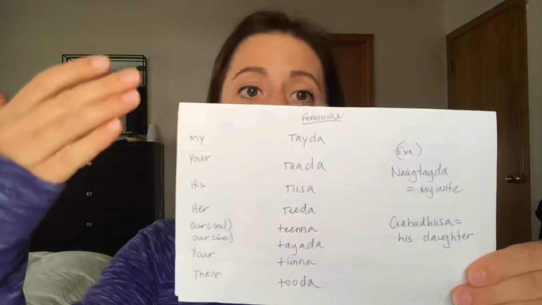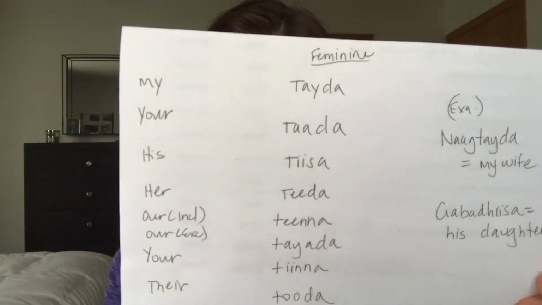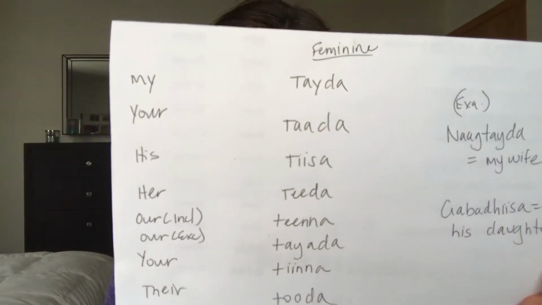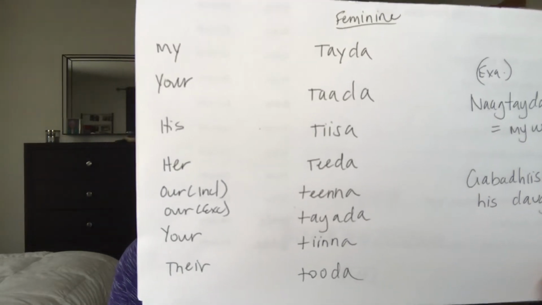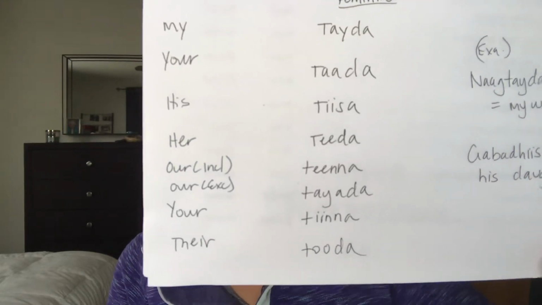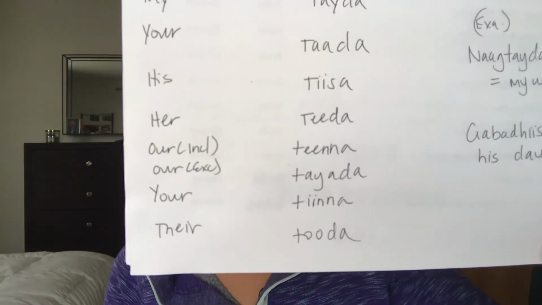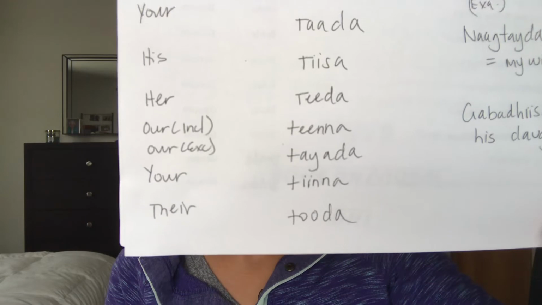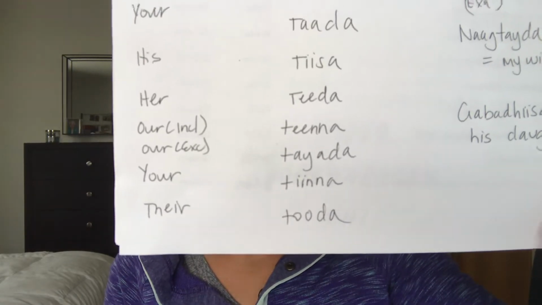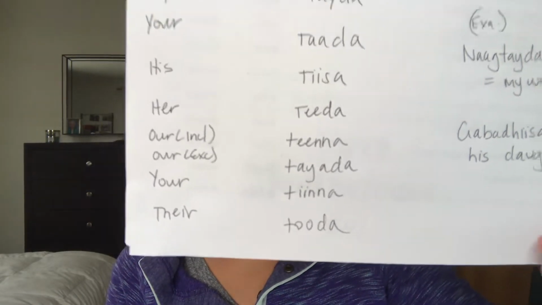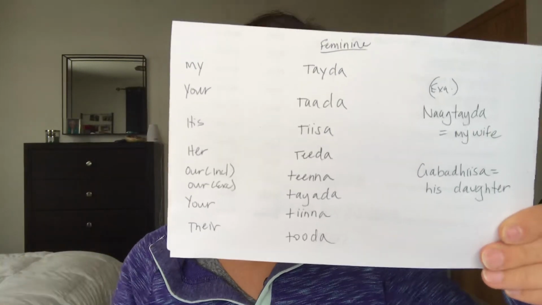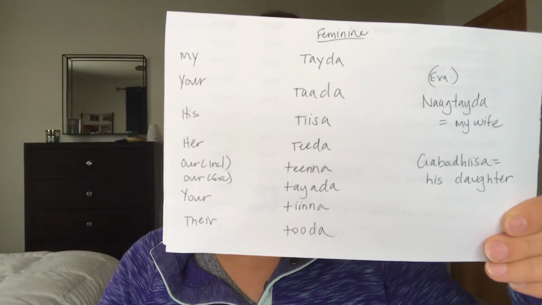And let's go on to the feminine nouns. If something is a feminine noun, the endings also have a trend: they're all going to end in T. So for my, it would be teyda, for your, tada, for his, tisa, her, teeda, our inclusive, tena, our exclusive, teenna, your plural, tiina, and their, toda. Those are the suffixes you would add for the feminine nouns.